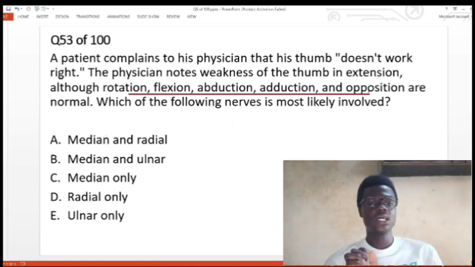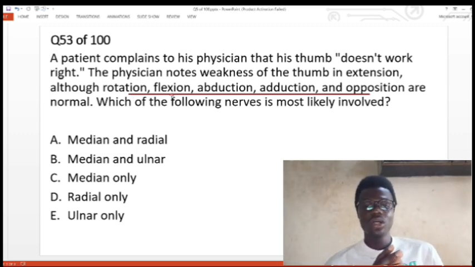So they said there's a weakness in extension. I mentioned that anytime you hear extension in the upper limb, most likely it will be the radial nerve, because the radial nerve innervates all the extensor muscles from the arm down to the hand: the triceps, extensor carpi radialis, extensor carpi ulnaris, even the brachioradialis, basically all muscles that do extension. Now, the rotation, flexion, abduction, adduction, and opposition of the thumb are normal.